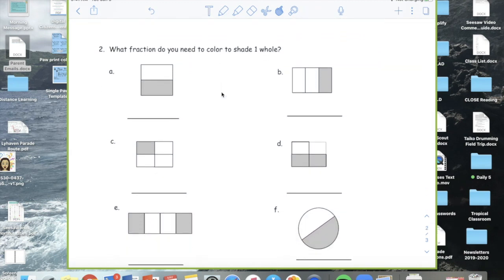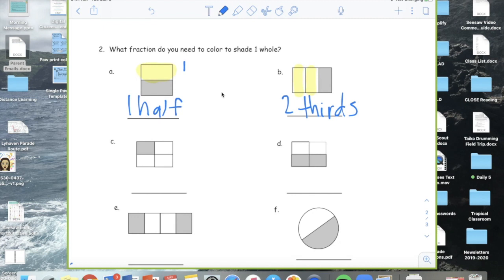Now, what fraction do you need to color to shade 1 whole? So it's asking what fraction do you need in order to create 1 whole, which is what we just did. So if you need to, shade it in and see how many parts you shaded. I shaded 1 part and I see halves, so it's 1/2. Okay? Question B, I need to shade in 2 parts, but it's 3 total parts, so I shaded in 2/3 because it's 3 total parts.